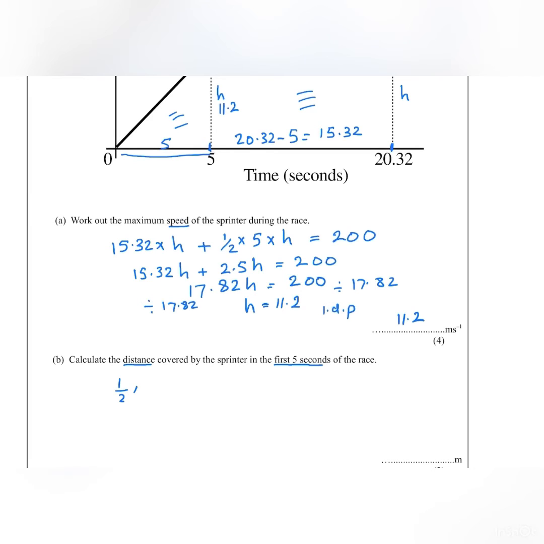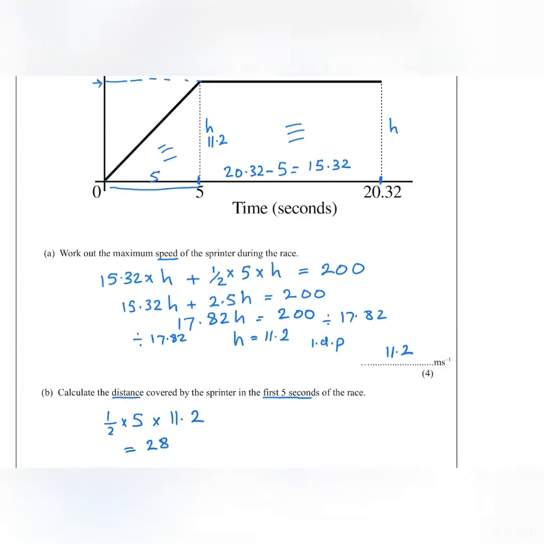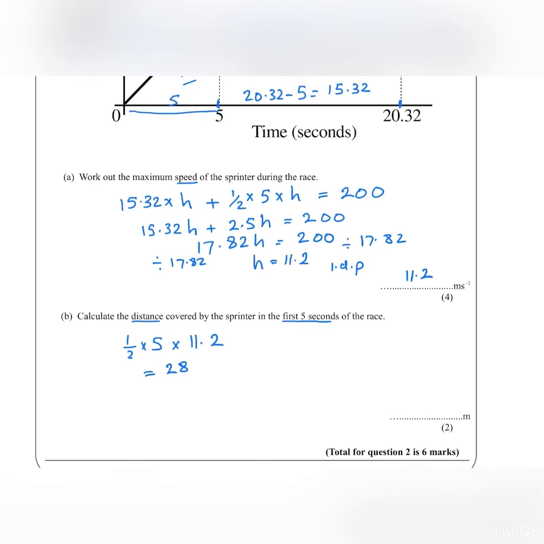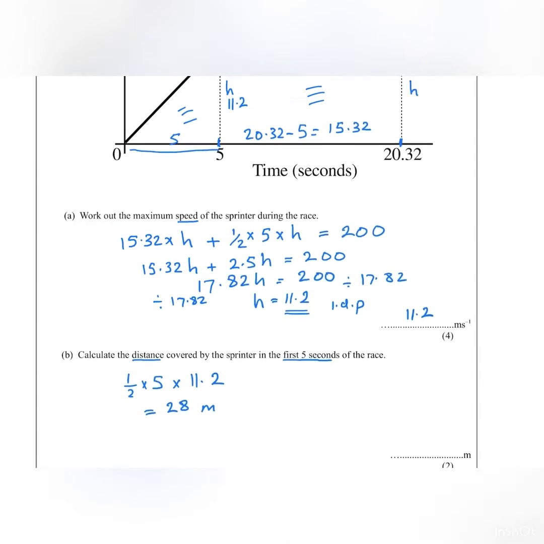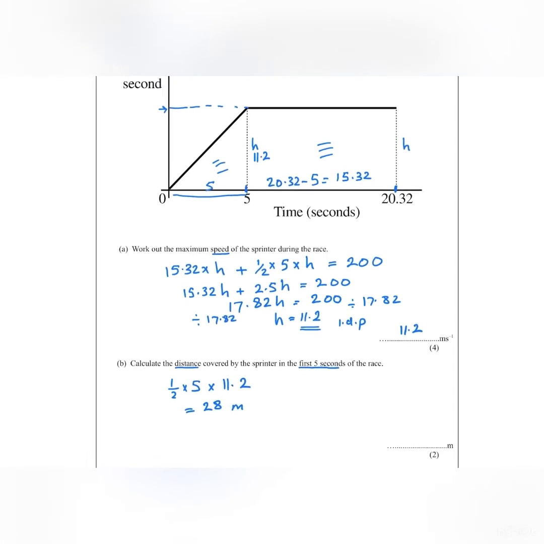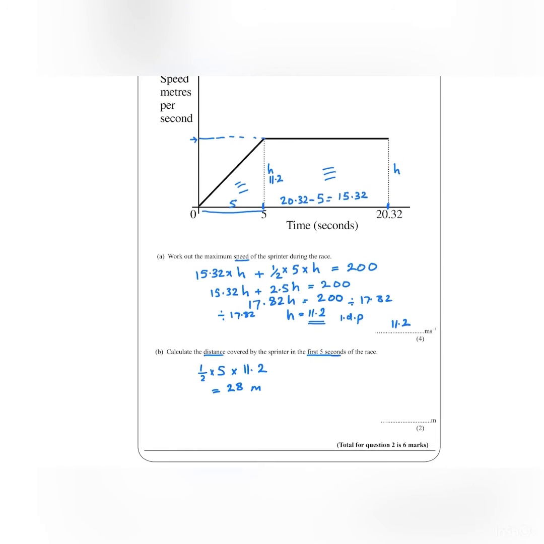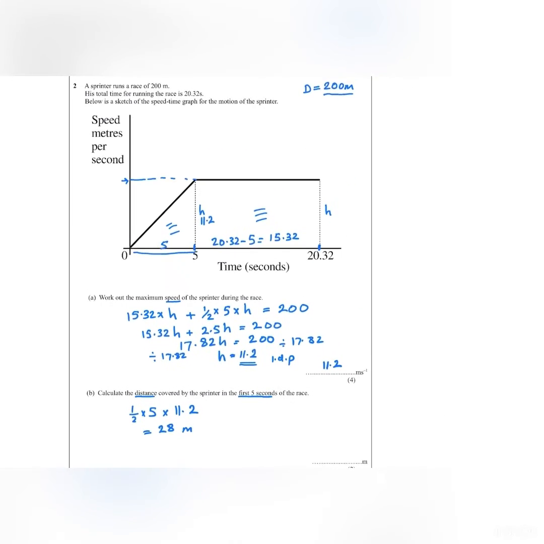Half times by 5, because the base is 5, and times by 11.2, which is 28. And the units for that would be meters. Now, if you use the full decimal value on your calculator, your answer might be slightly different to this, but it's around about 28 meters. Okay, so that is the full working out of this question.